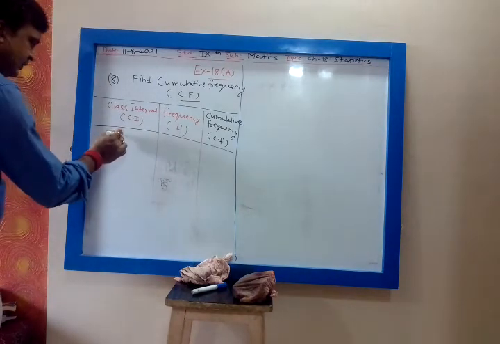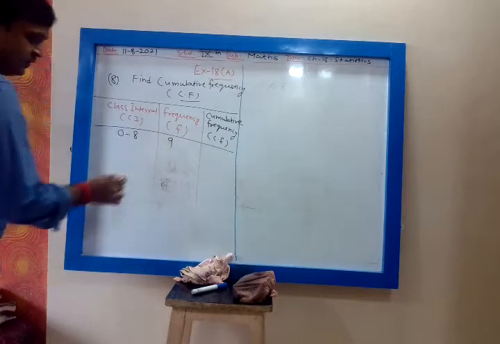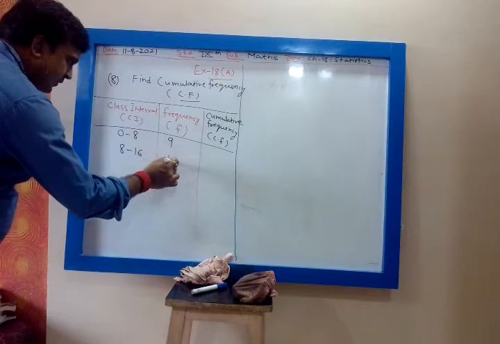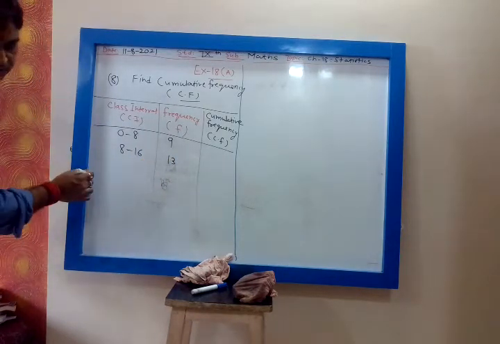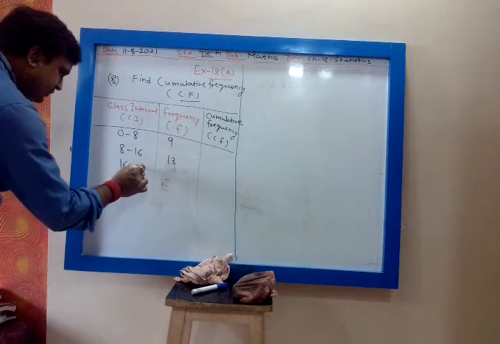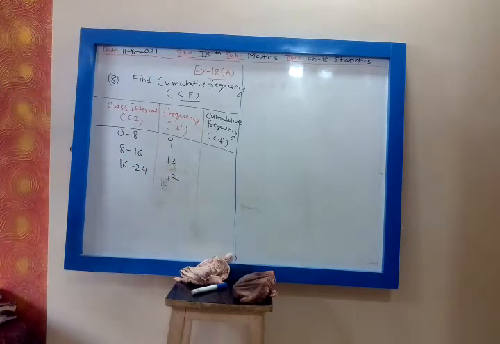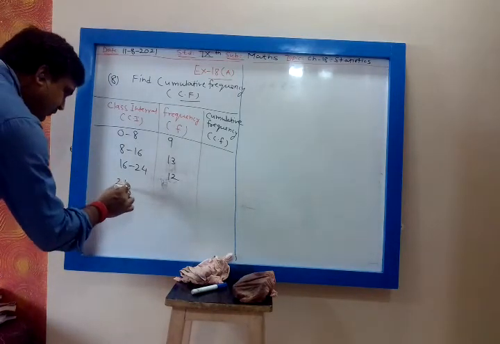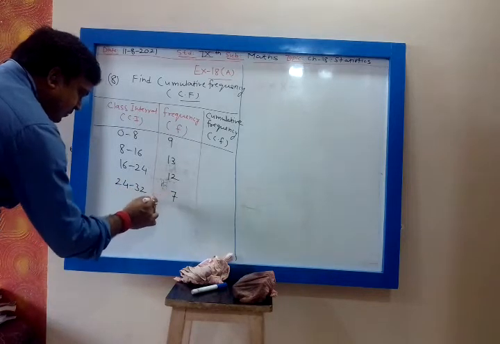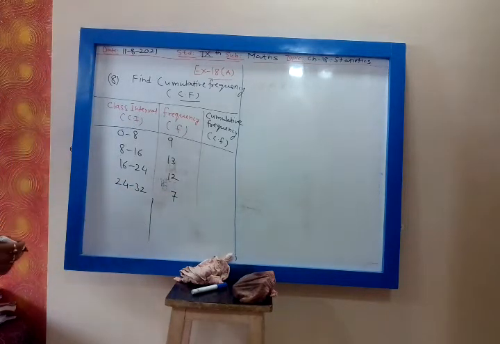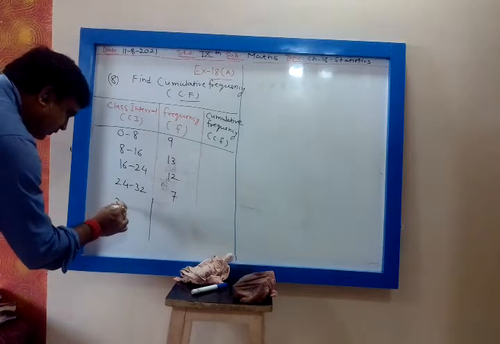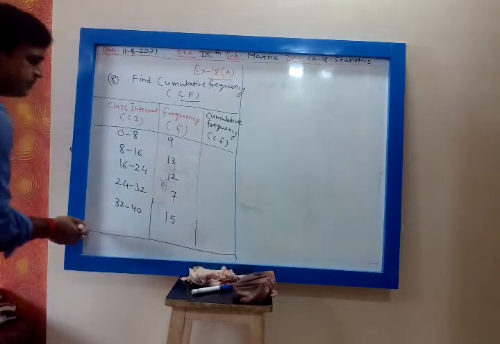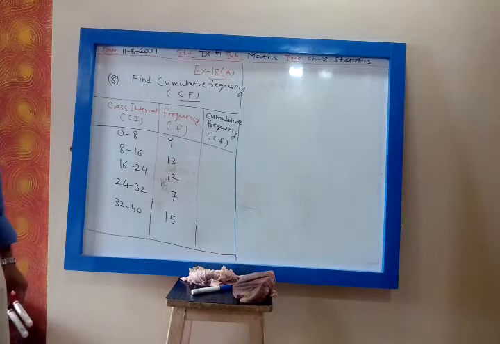0 to 8, frequency is 9. Then 8 to 16, frequency is 13. Then 16 to 24, frequency is 12. Then 24 to 32, frequency is 7. Then 32 to 40, frequency is 15. Find CF, cumulative frequency.